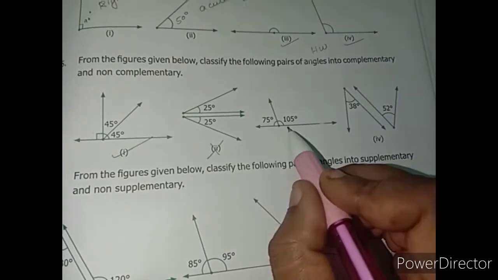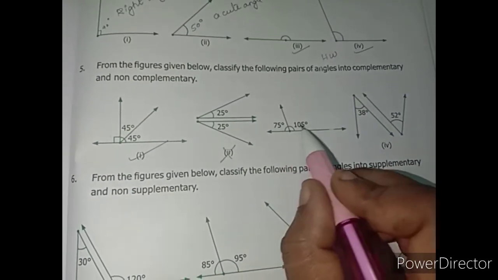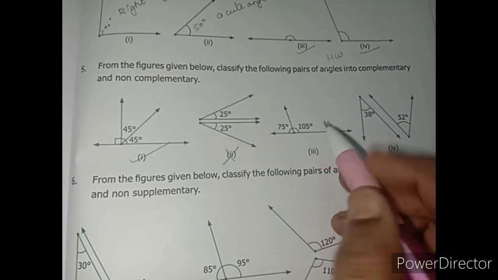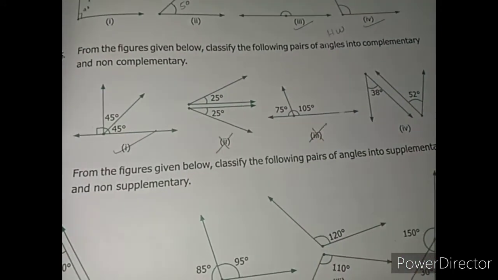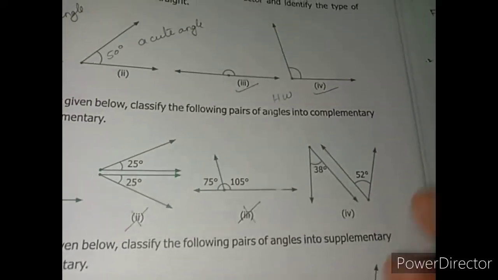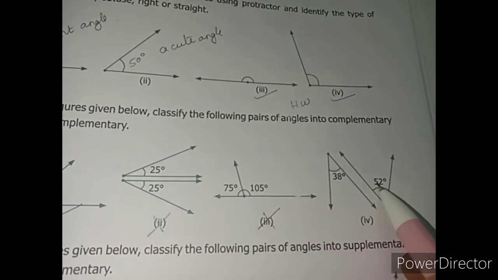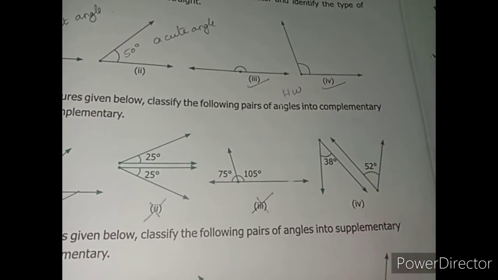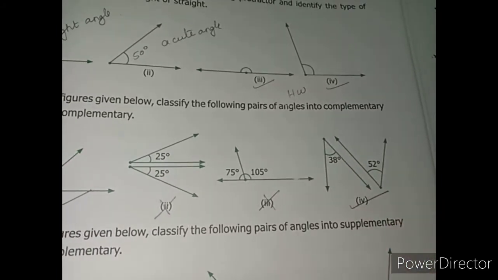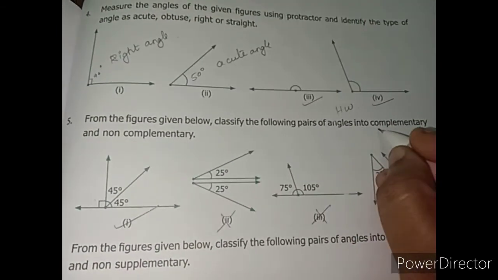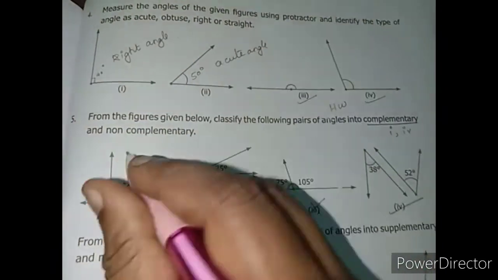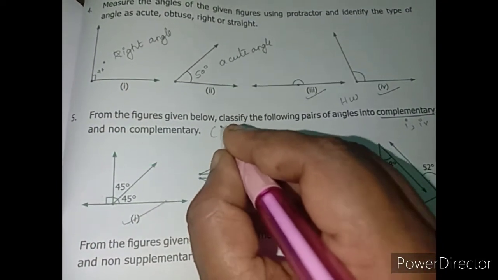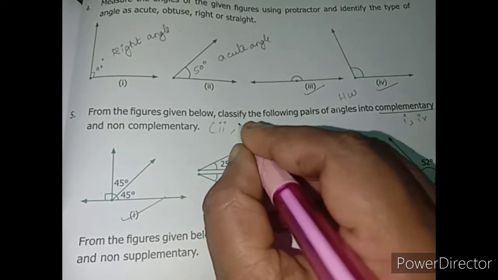See this one, 105 degree and 75. So 105 and 75 is 180 degrees. So this is also non-complementary. See the next one, 38 and 52. 38 plus 52 is 90 degrees. So it is a complementary. So complementary angle is subdivision 1 and 4. Non-complementary is subdivision 2 and 3. Okay.